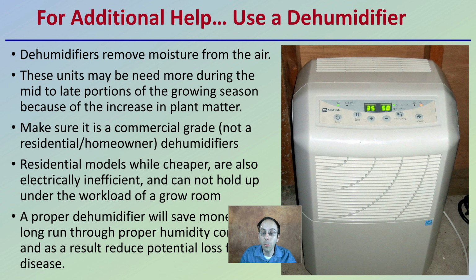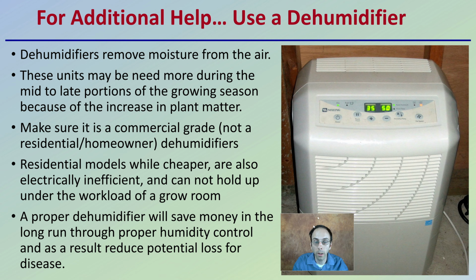For additional help, you might want to use a dehumidifier. Dehumidifiers remove moisture from the air. These units may be needed more during the mid to late portions of the growing season because of the increase in plant matter that you should have in your growing facility. Make sure that it is a commercial grade, not a residential homeowner grade dehumidifier. Residential models, while cheaper, are also electrically inefficient and do not hold up under the workload of a grow room with a lot of transpiration occurring with your plants.